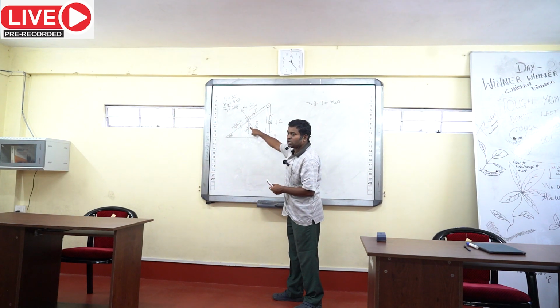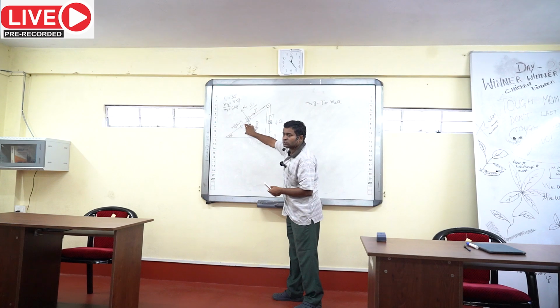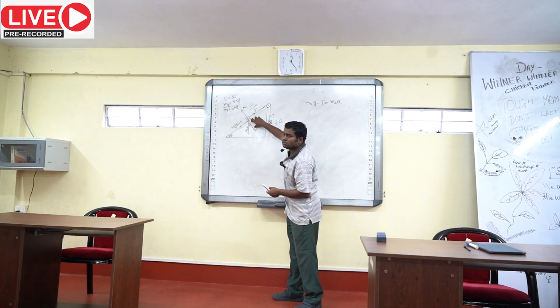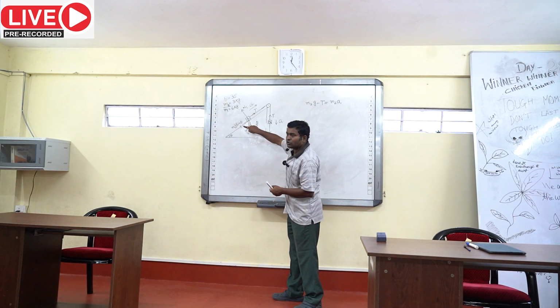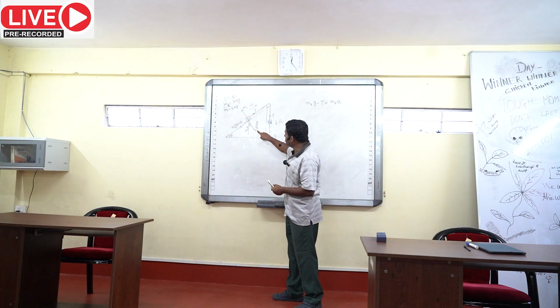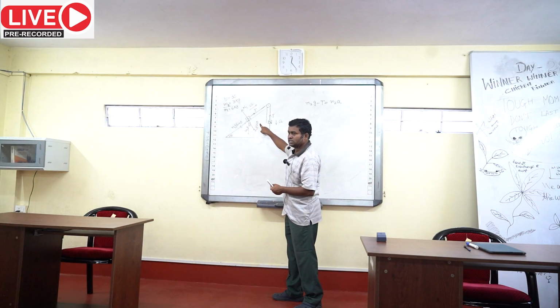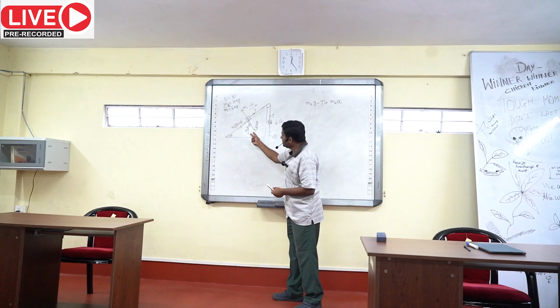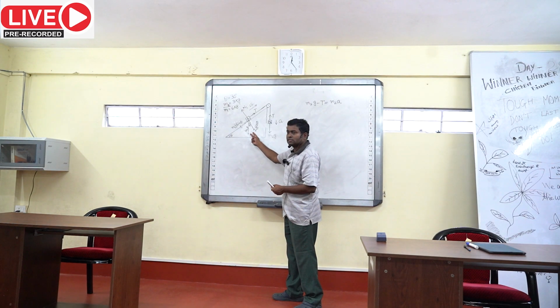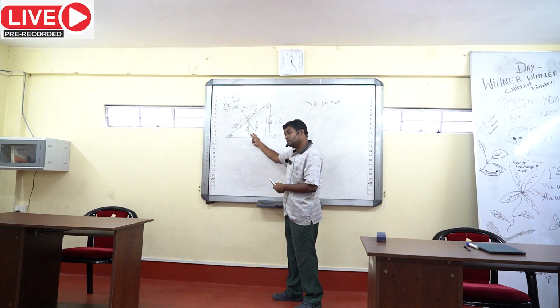With respect to this one, this side is hypotenuse m1g, this side is base. Base by hypotenuse is cosine theta. So this will be m1g cosine theta. This part is perpendicular, so it will be sine theta. So it will be m1g sine theta.